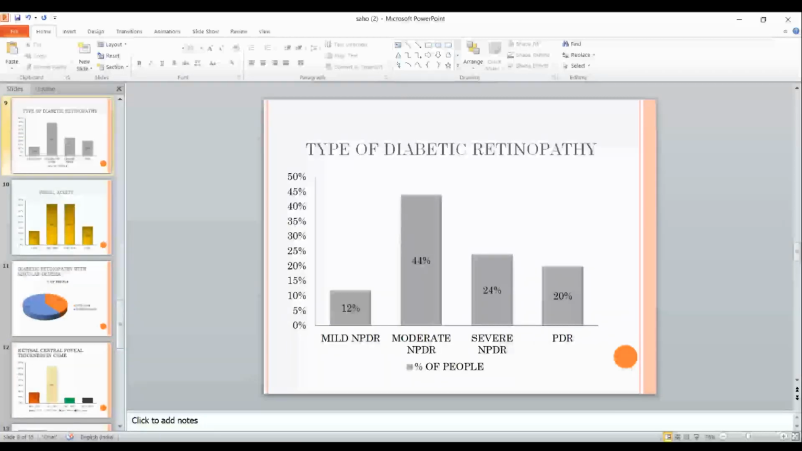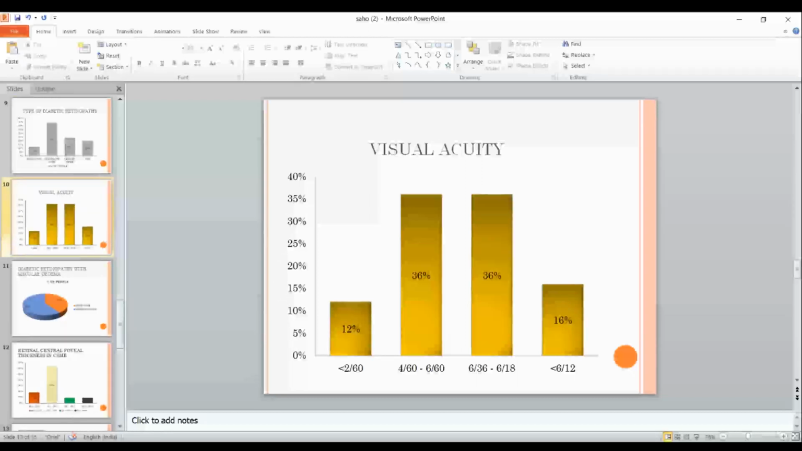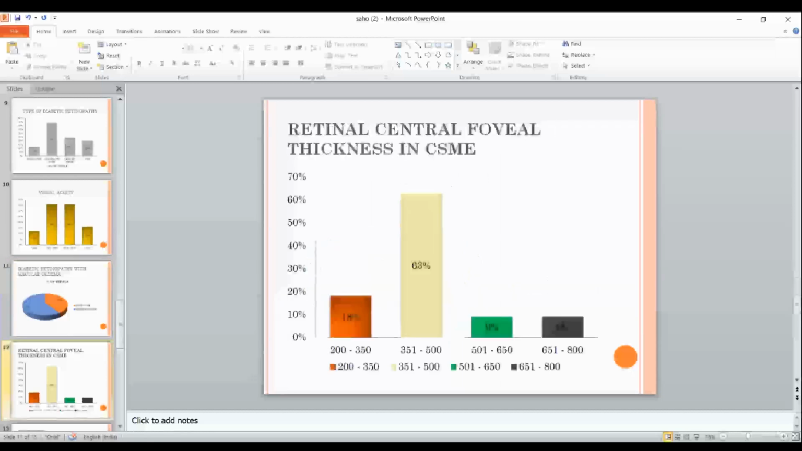And the type of diabetic retinopathy in our study, most of them were moderate NPDR with 44%, and 24% showed severe NPDR, 20% proliferative diabetic retinopathy, and 12% showed mild NPDR. The visual acuity in our study mostly ranged from 4/60 to 6/18, equally distributed at 36% each. And in our study, diabetic retinopathy with macular edema was seen in 44% of the patients.